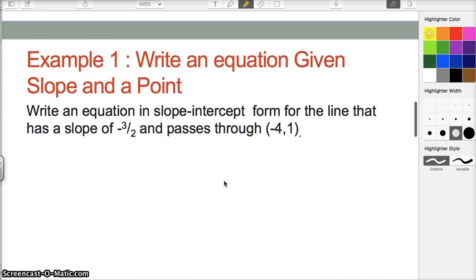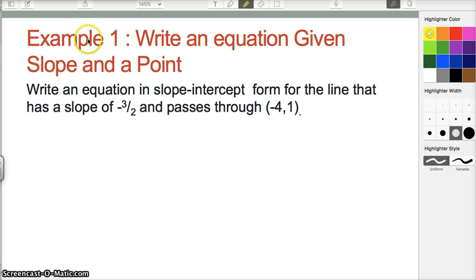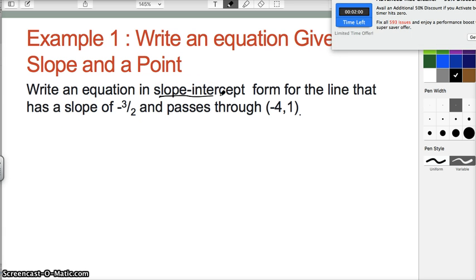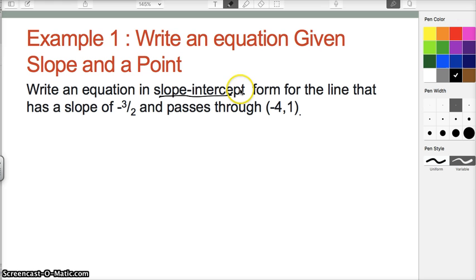Let's look at example 1. We're going to write an equation given a slope and a point. Sounds kind of familiar, sounds like something that we've done already, so this should not be too bad. Let's go ahead and check it out. Write an equation in slope-intercept form, so we have to keep the form in mind. We're looking for slope-intercept form. If you remember, that's y equals mx plus b, form of a line that has a slope of this and a point here.